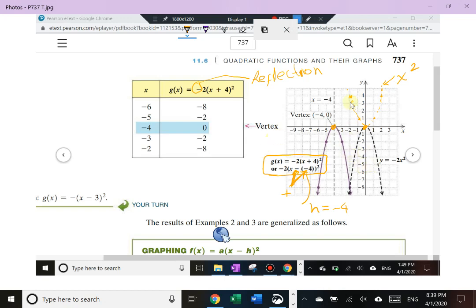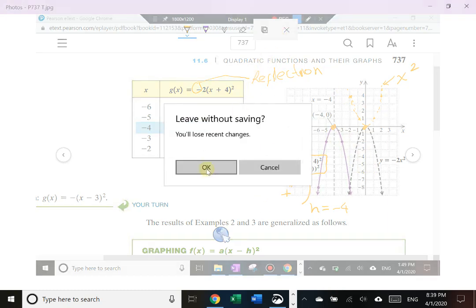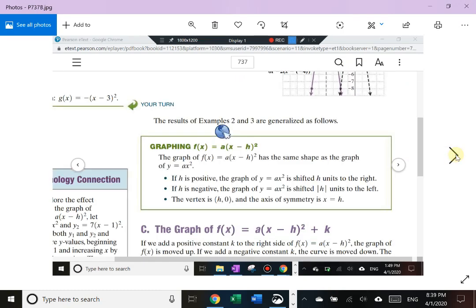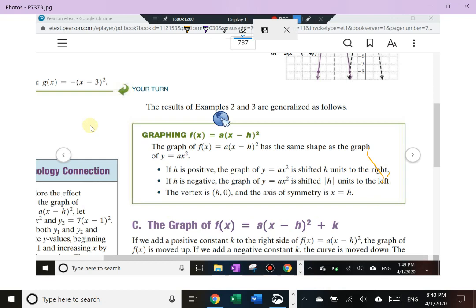Okay, and then we're going to summarize this finding now for the effect of h inside parentheses. And there you have it. So the graph of f of x equals a times x minus h squared is going to be the same as the graph of ax squared. Now, depending on h, if h is positive, the graph is shifted h units to the right, right? So we're going to have what we call a horizontal shift here. That's what the effect of h is.